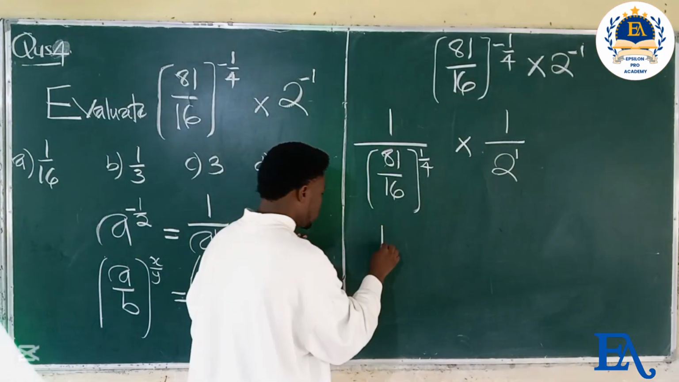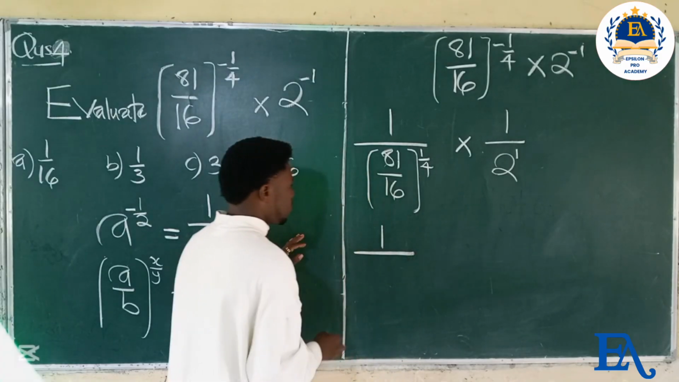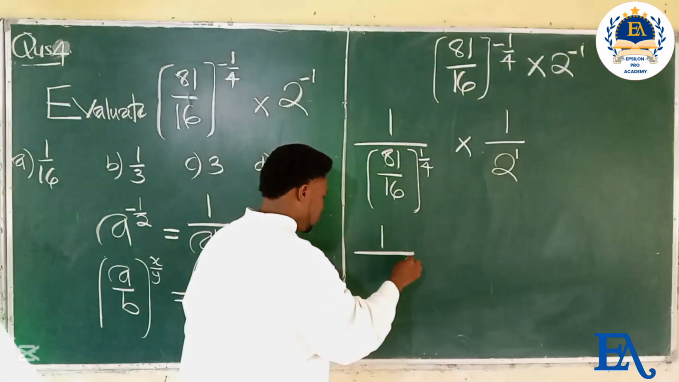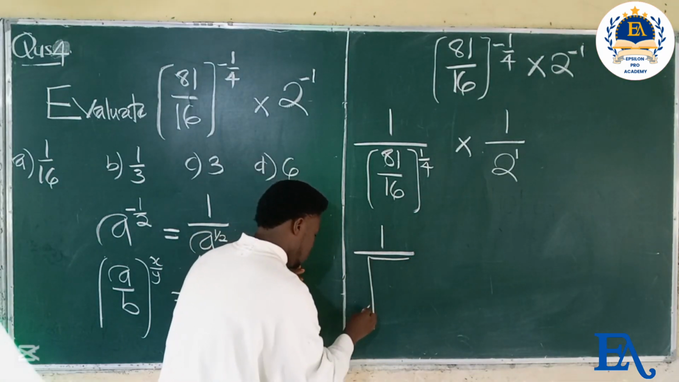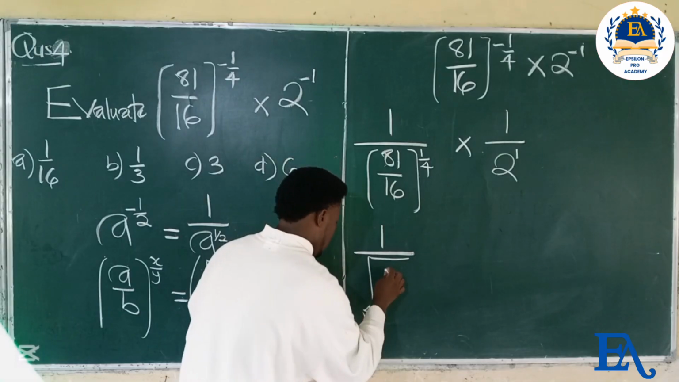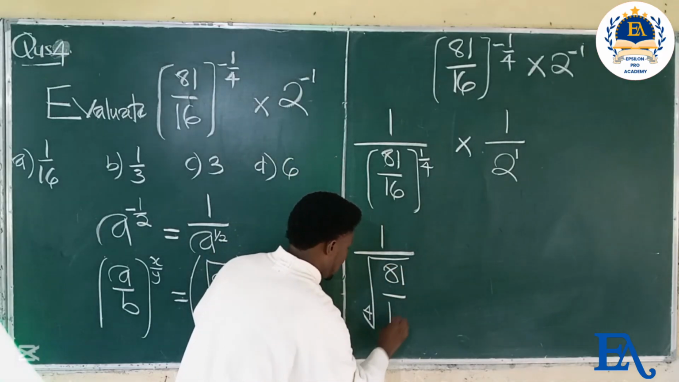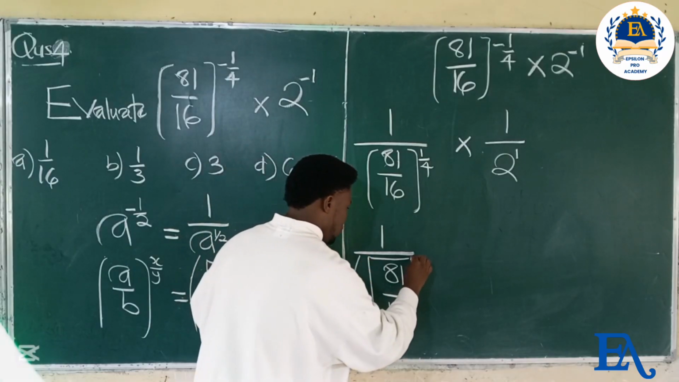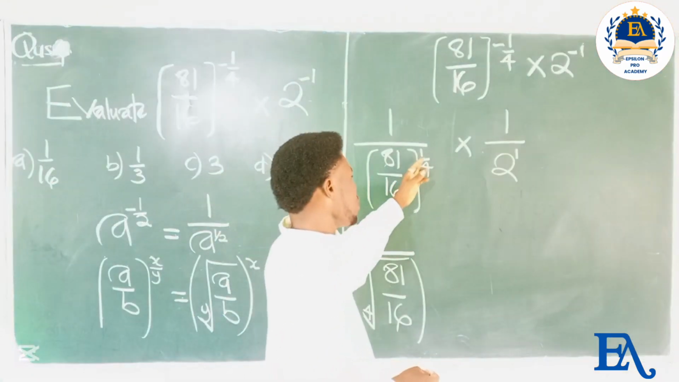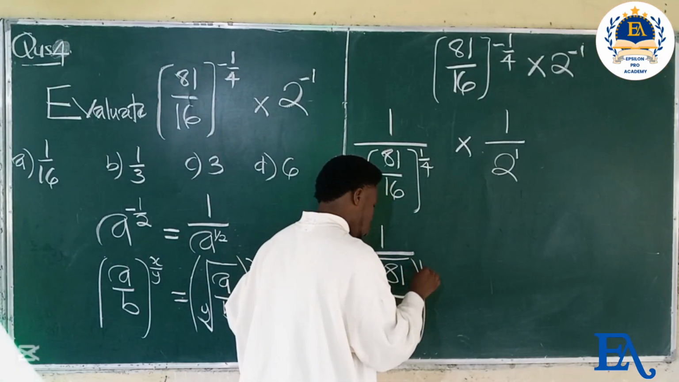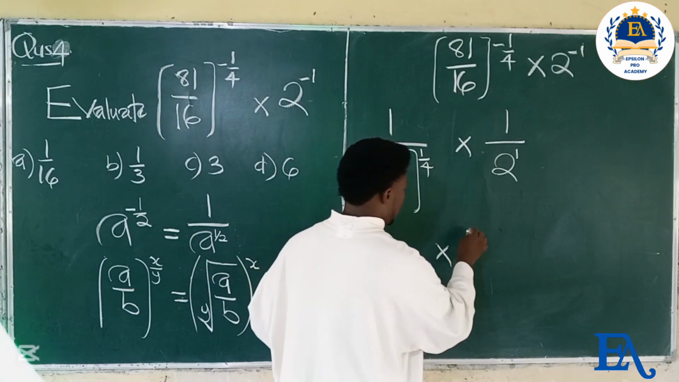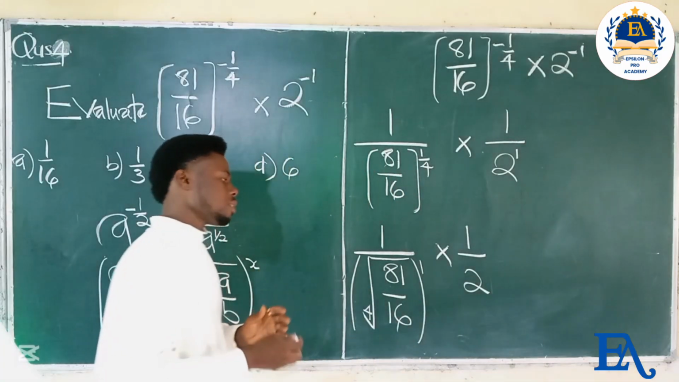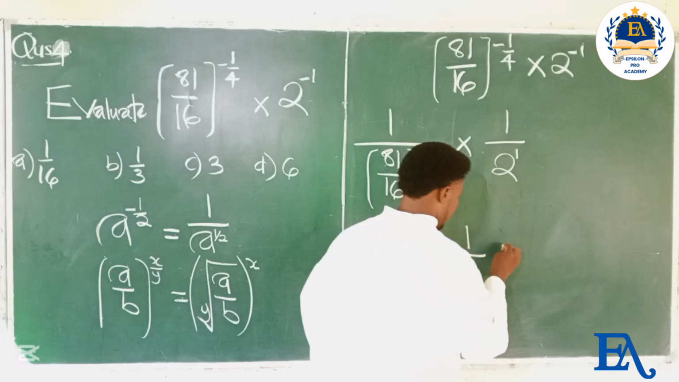So we have 1 divided by, the denominator is 4, which becomes the 4th root of this fraction, 81/16, raised to the power of, the numerator is 1, raised to the power of 1, times 1/2. 2 raised to the power of 1 is the same thing as 2. So we have this.